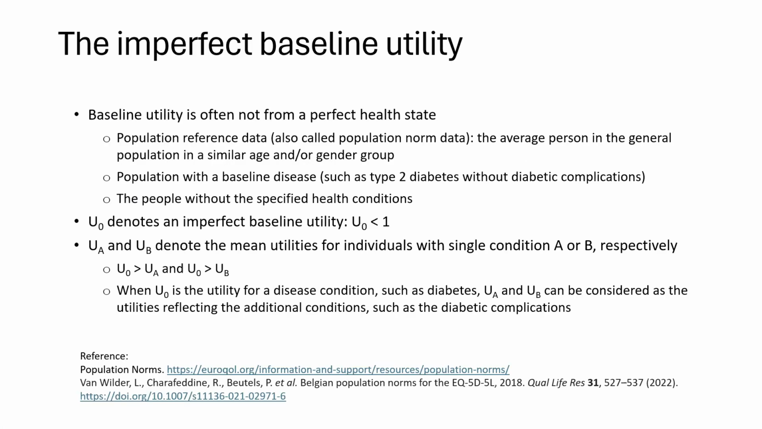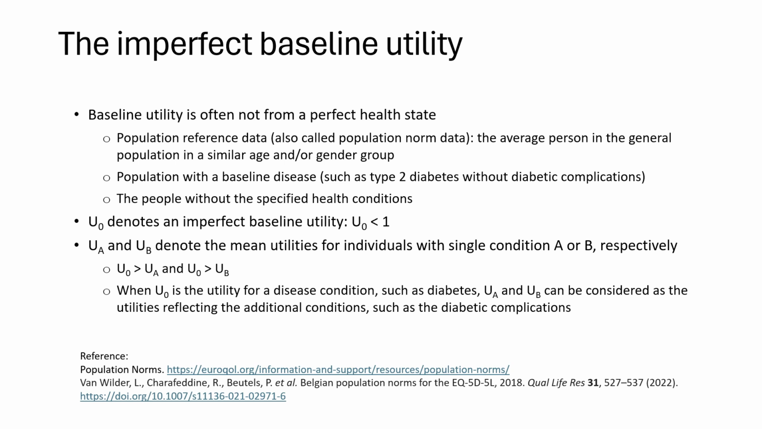The choice of baseline utility depends on the research questions. The baseline health state is often not perfect, and then the baseline utility is often less than 1. The population norm data, the average person in the general population in a similar age and gender group, is often used as the baseline utility. When investigating the disease population, such as people with diabetes, the utility from the diabetic people without any diabetic complications also can be considered as the baseline utility.